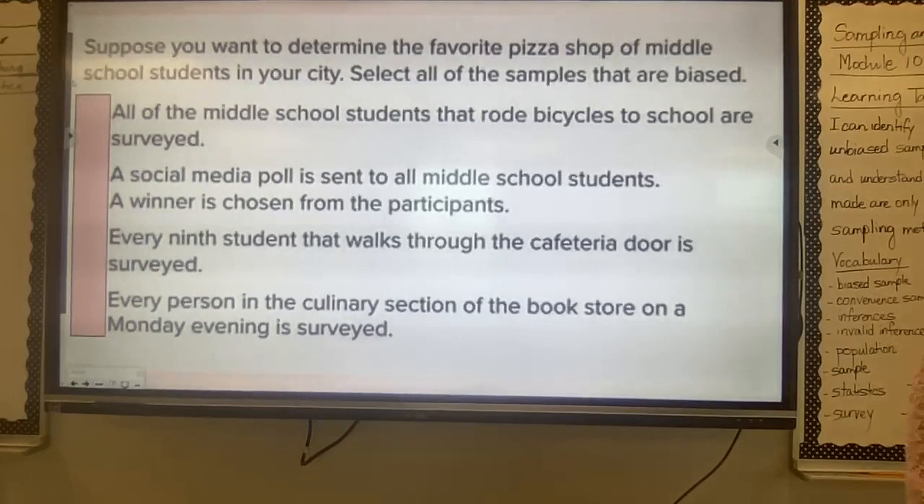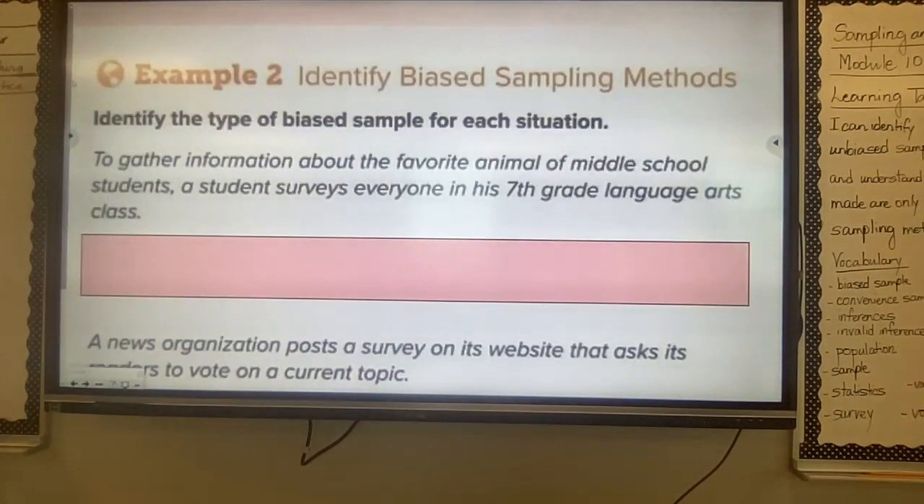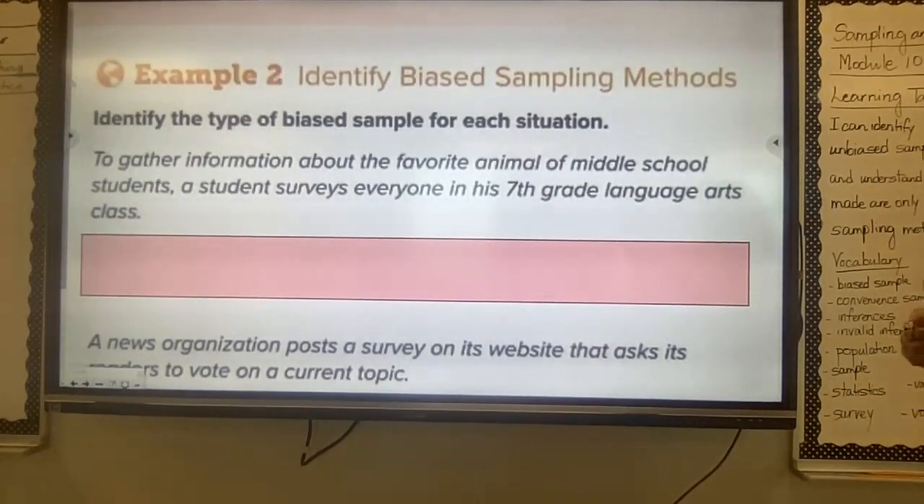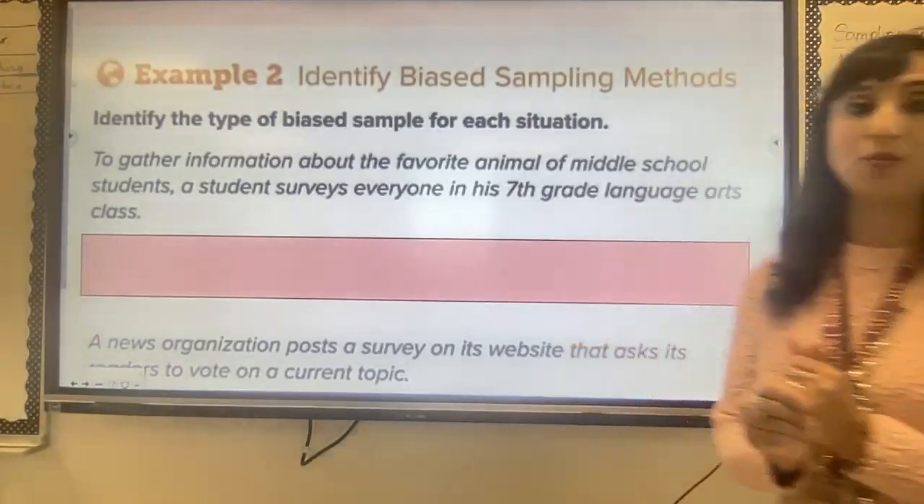So let's identify biased sampling methods. Let's look at this. Identify the type of bias sample for each situation. So let's look at the first one.